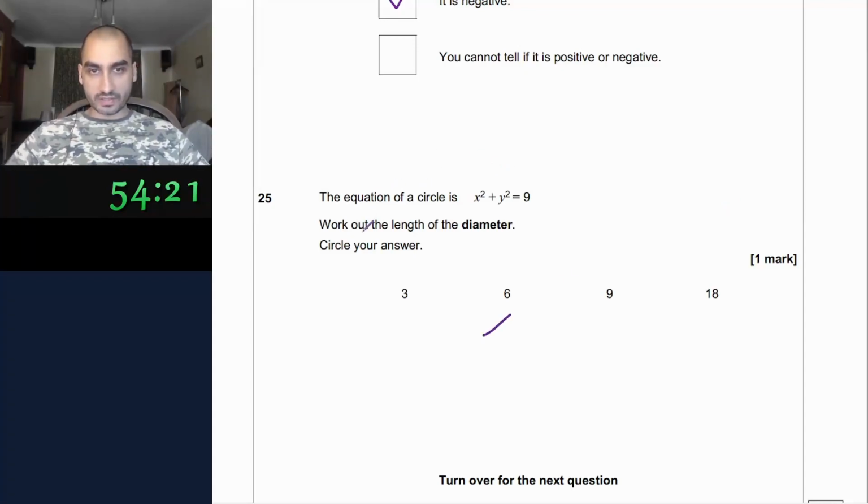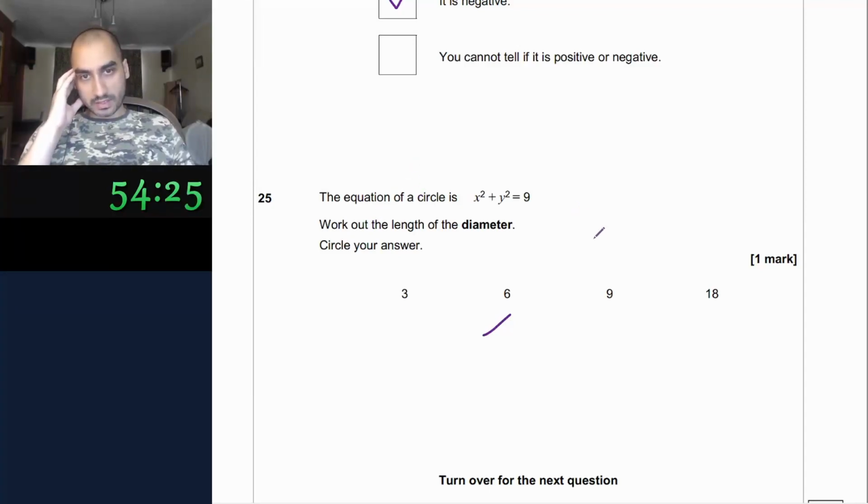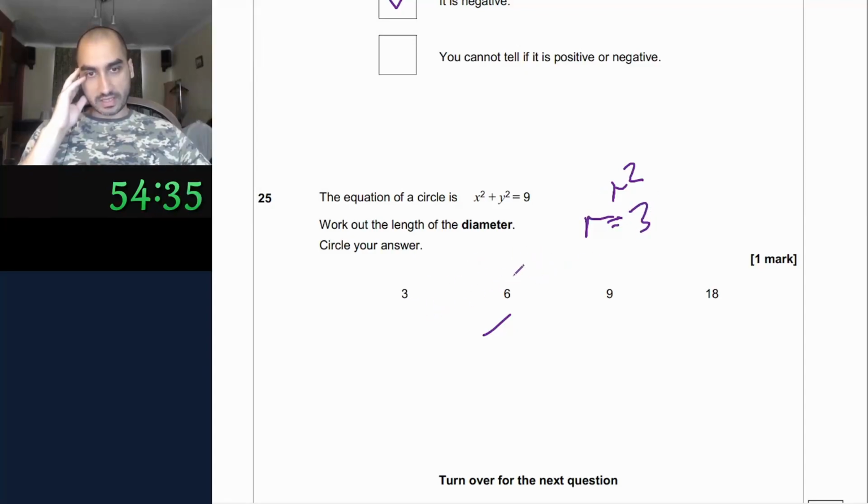Okay, the equation of a circle is x squared plus y squared equals 9. Work out the diameter. So r squared is 9. The radius squared is 9. That's the equation of a circle. So r is 3. So diameter is 6.